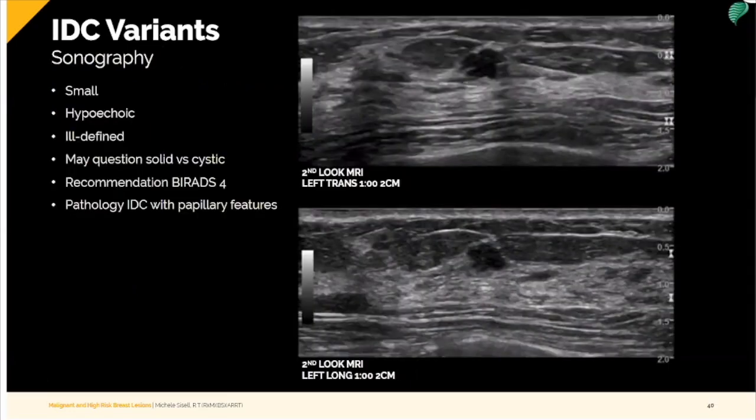On ultrasound, the lesion was small, hypoechoic. It is ill-defined, and it was questionable whether it was solid versus cystic because of the size. Therefore, the interpreting radiologist recommended a BIRADS 4, classifying the lesion as suspicious and recommending that tissue should be taken for sampling. Pathology came back, and it was positive for IDC with papillary features. As you can see, only pathology can determine whether variants are present.